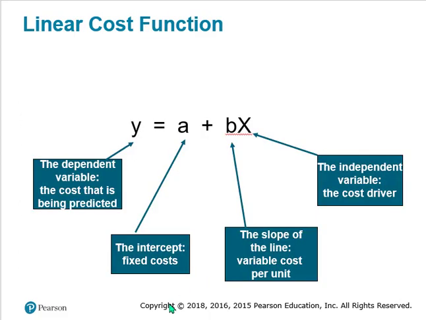Now this is a nice chart. This is the linear cost function, y equals a plus bx, where y is the cost that's being predicted, a is the fixed cost, b is the variable cost per unit, and x is the cost driver, the independent variable. And throughout the chapter, just so you know, uppercase letters like the X refer to actual observations, and lowercase letters like the y and the a represent estimates or calculations made using a cost function. So this is our cost function right here.